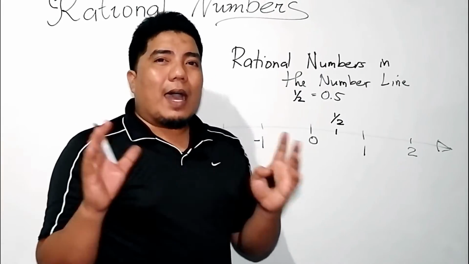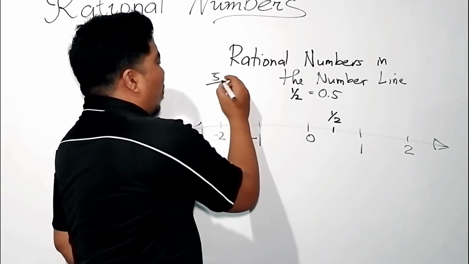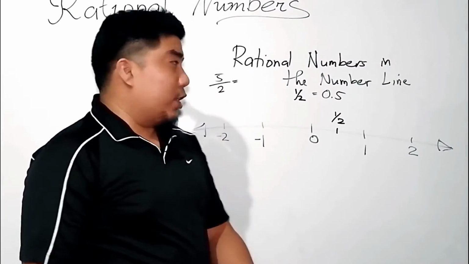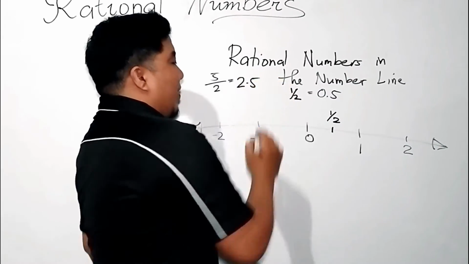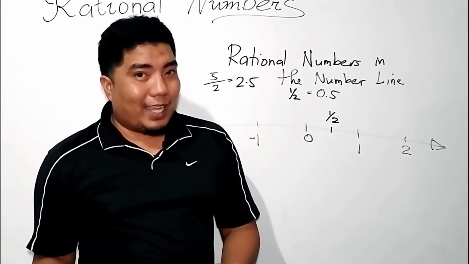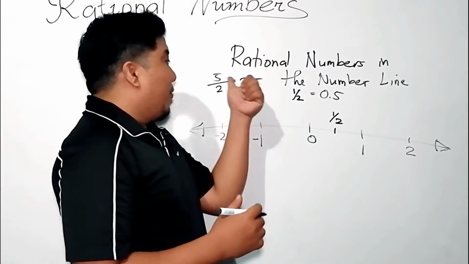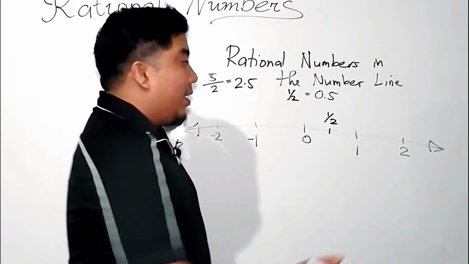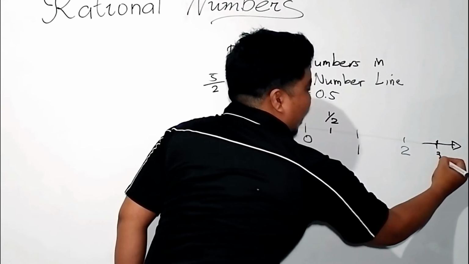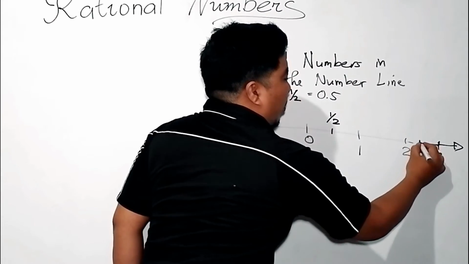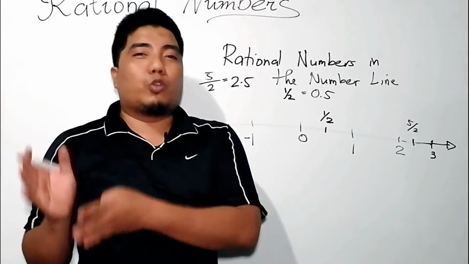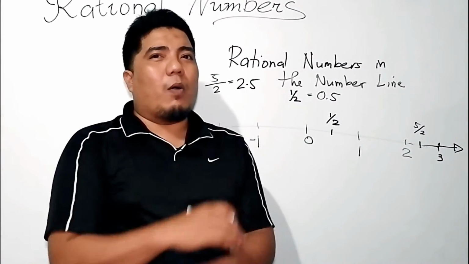Easy, right? Now, how about 5 over 2? If we convert this one, this will become 2.5, meaning that this is bigger than 2 but less than 3. So therefore, our 2.5 or 5 over 2 is located between 2 and 3. Now, how about this one?